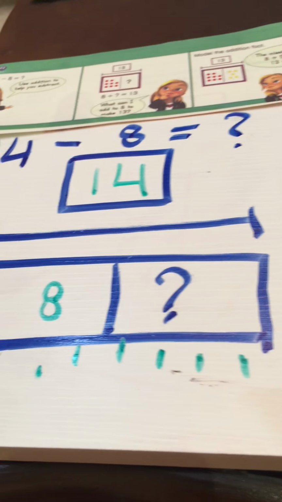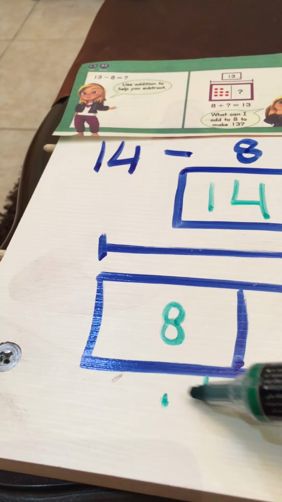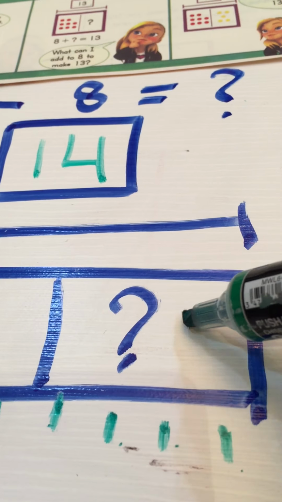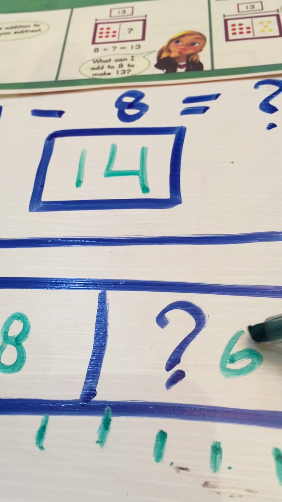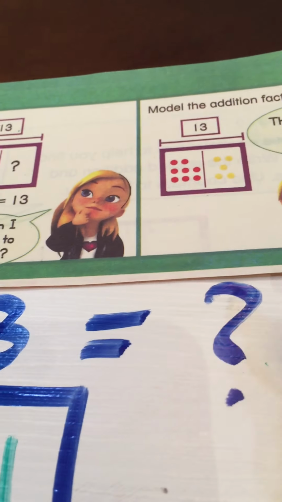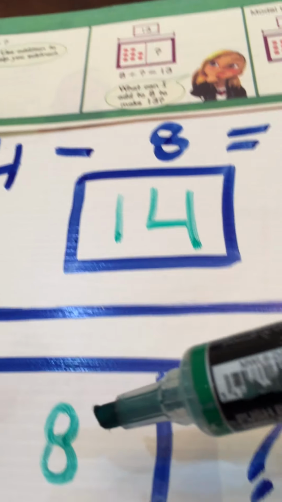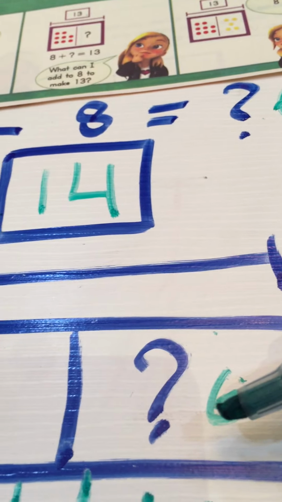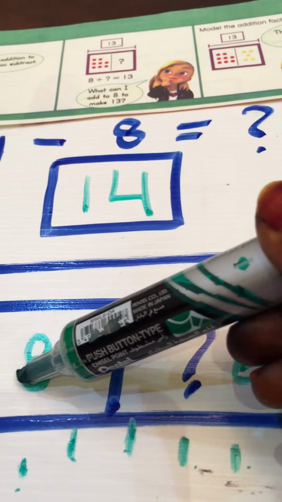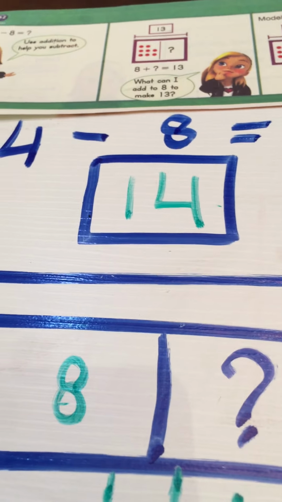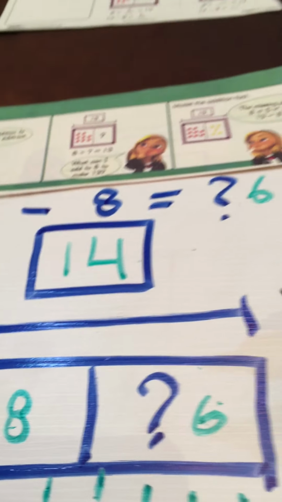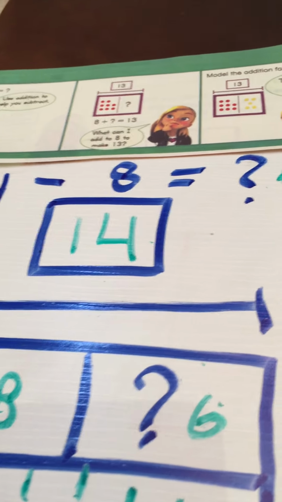How many do I have? How many points? 1, 2, 3, 4, 5, 6. Then this number will be 6. That means 6 and 8 equal 14. Then 14 minus 8 equals 6. The missing number will be 6. Okay? So 14 minus 8 equals 6, because I found that 6 plus 8 equals 14. So addition can help me to find the answer for subtraction.